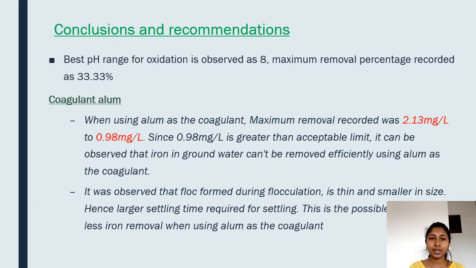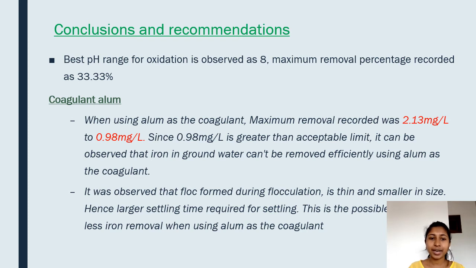Let's move on to the conclusion of the research. Best pH range for oxidation is observed as 8, with a maximum removal percentage recorded as 33%. Moving on to the coagulant alum. When using alum as the coagulant, maximum removal recorded was 2.13 milligrams per liter to 0.98 milligrams per liter.